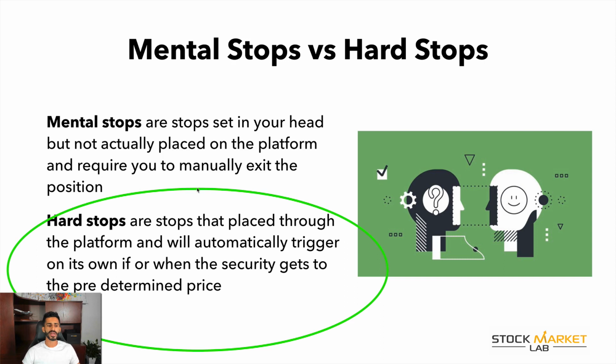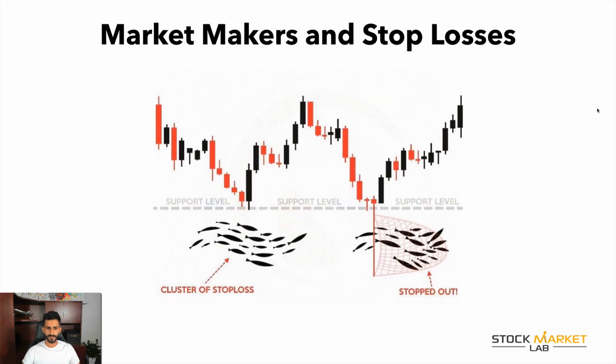And since market makers can see our stop losses, sometimes they might take your shares and make the stock go back up. What do I mean by that? So if you guys take a look here, this is market makers and stop losses. Right? So support level, stock hits support, it goes up. Stock gets to support again.